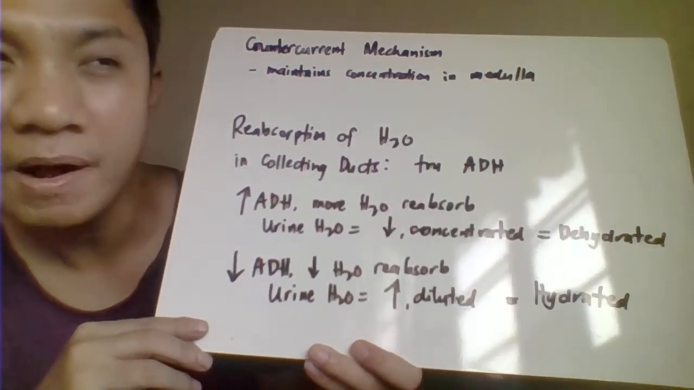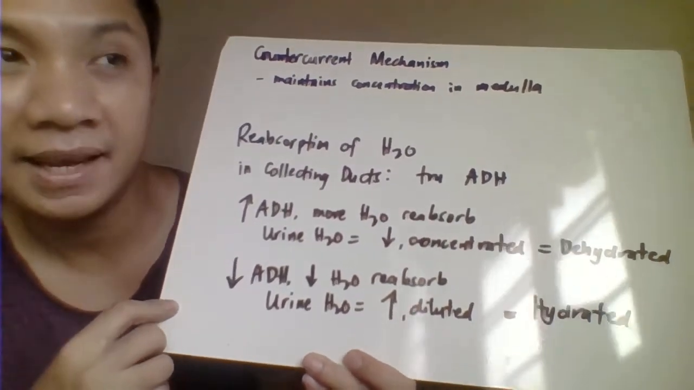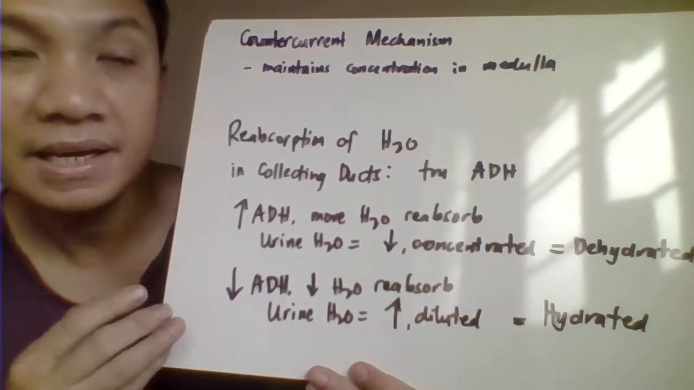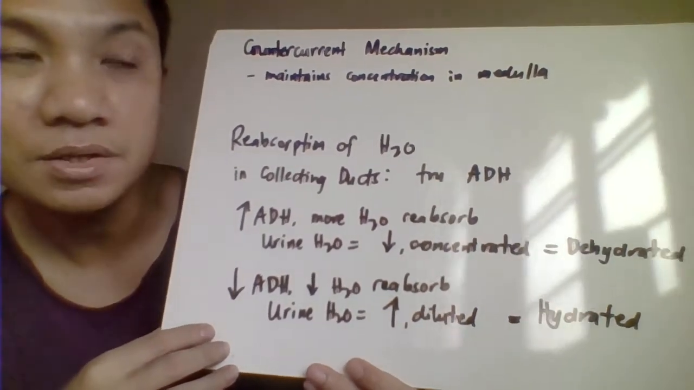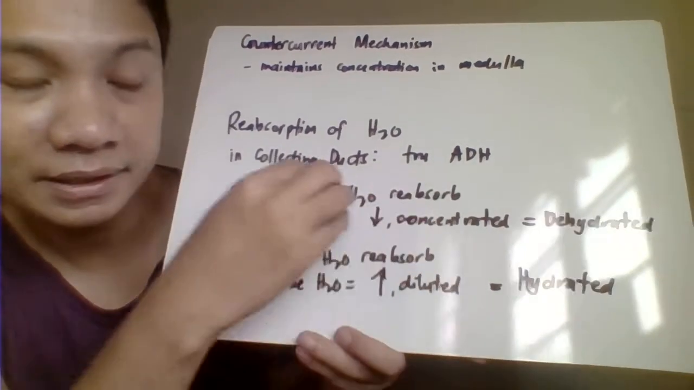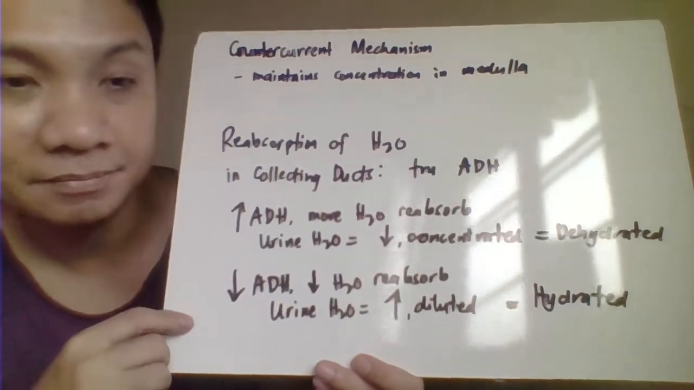Okay, so since nauuhaw ka, kailangan mo mag-reabsorb ng water. Kailangan ng katawan natin. However, here, much of the water has been reabsorbed because of your increased antidiuretic hormone. It would result here to decrease urine output. So that's decreased urine output, dehydrated ang patient, concentrated ang urine niya.